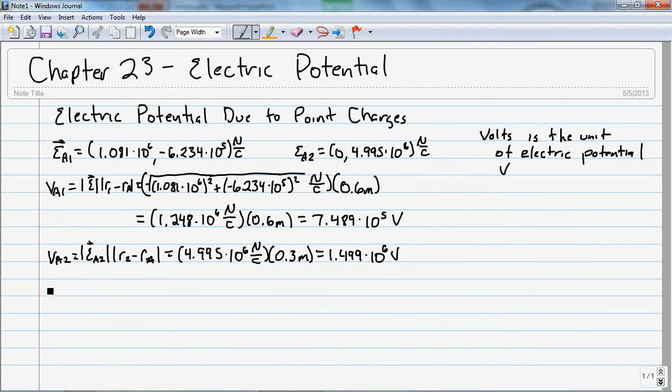Now, my potential at point A is just going to be equal to my potential at point A due to charge 2 minus the potential at point A due to charge 1. And if you subtract those two numbers, you get 7.497 times 10 to the 5th volts.